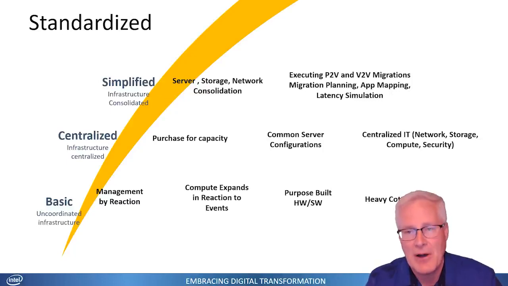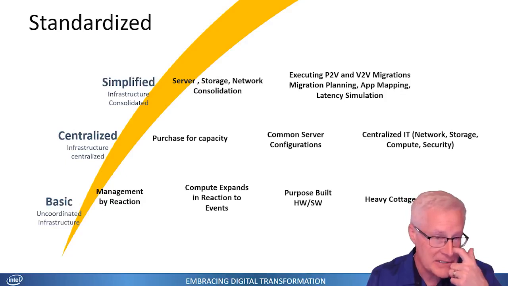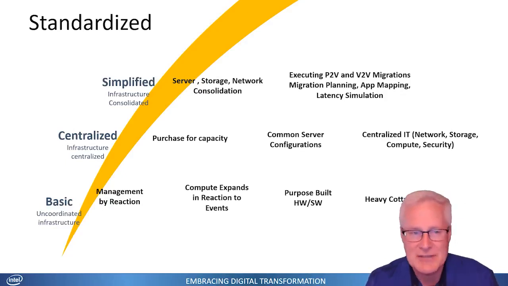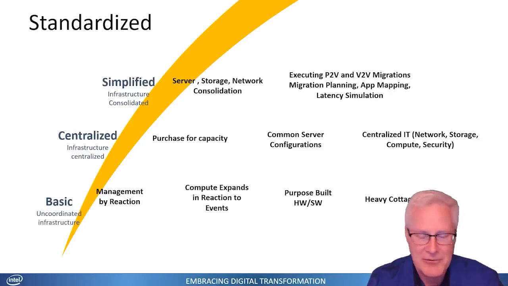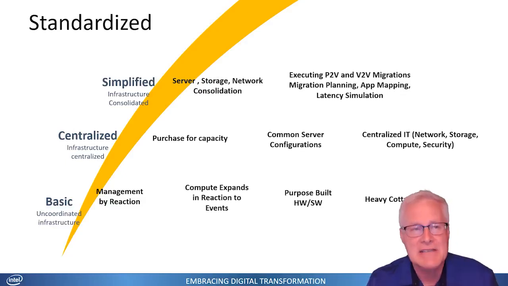So at the very bottom, we call it basic, uncoordinated infrastructure. I actually see this quite a bit in startups, even today, that are starting up on the cloud, right? They're doing greenfield completely on the cloud. I even see some of these same behaviors there. It's total management by reaction. I need a server. I either spin one up in the cloud, or I go and buy one from the store, Best Buy or Fry's Electronics or whatever. I buy things as I need them. Very reactive. Everything's driven by events that are happening.